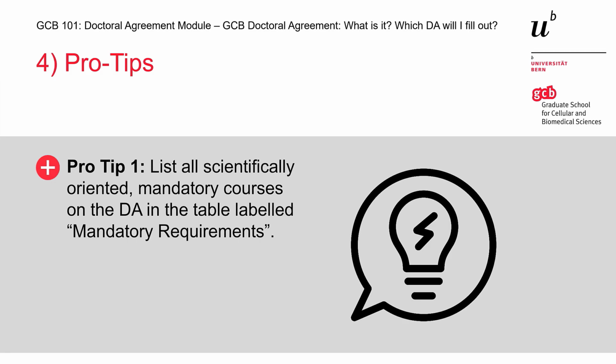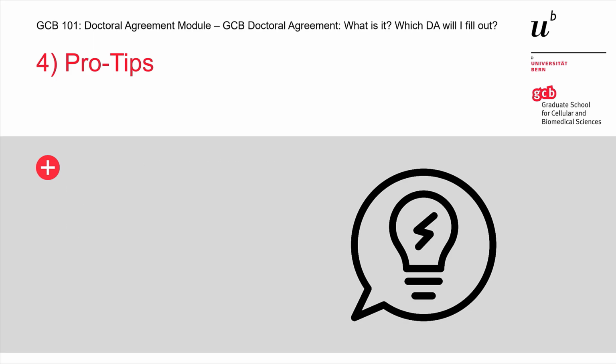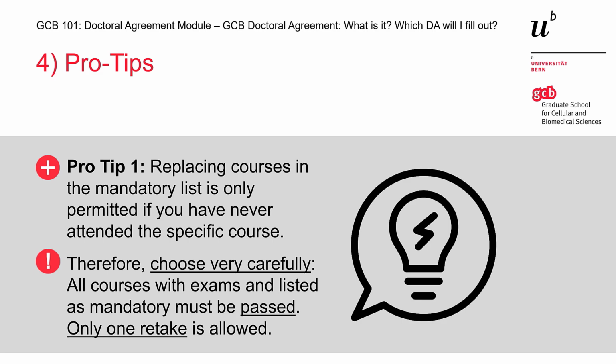List all scientifically oriented mandatory courses on the DA in the table labeled Mandatory Requirements. Replacing courses in the mandatory list is only permitted if you have never attended a specific course. Therefore, choose very carefully. All courses with exams and listed as mandatory in your doctoral agreement must be passed. Only one retake is allowed.